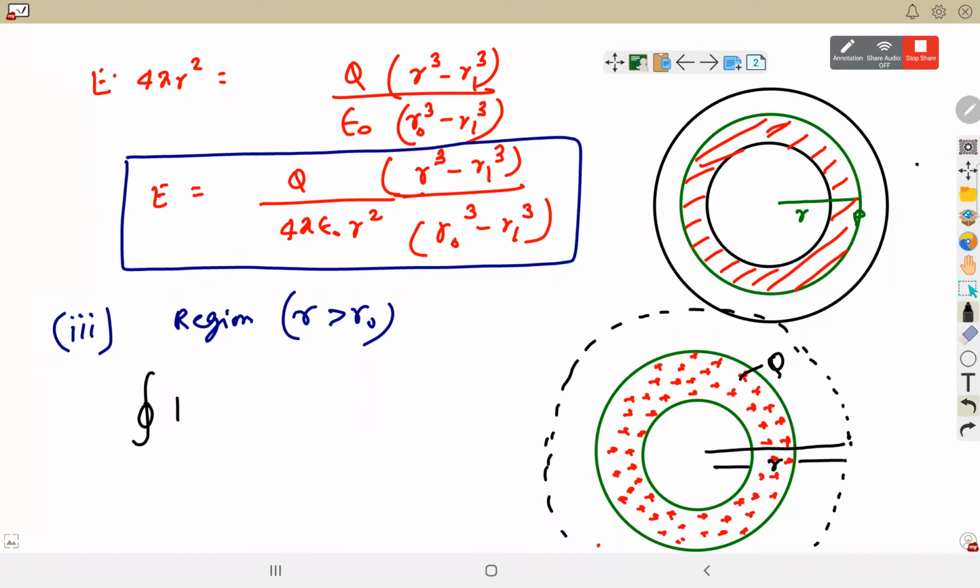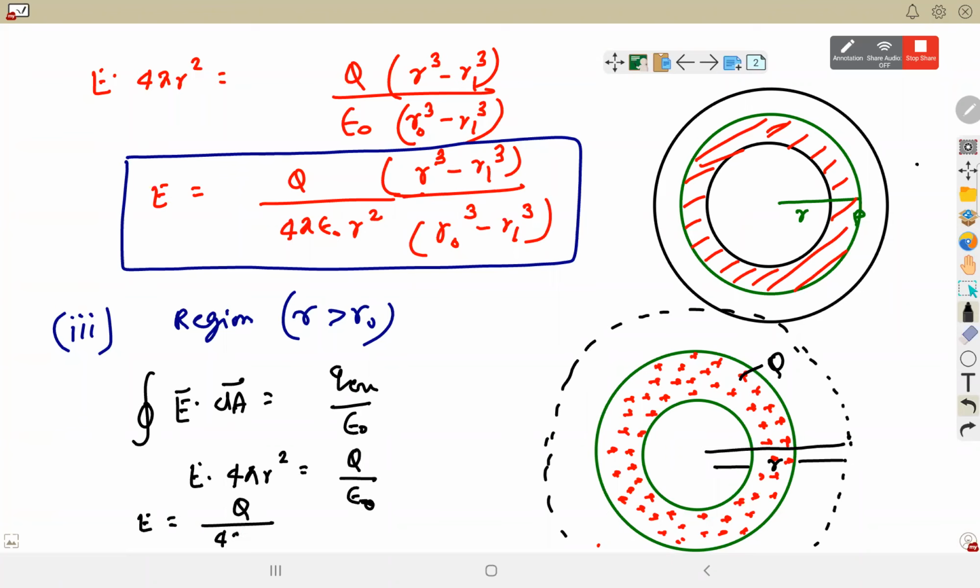So a Gaussian surface passing through that point will enclose the whole charge. So integration of E dot dA is equal to total charge enclosed upon epsilon naught. Since it encloses the whole sphere, all of the charge Q will be completely inside. E will be 1 by 4 pi epsilon naught Q by R square.